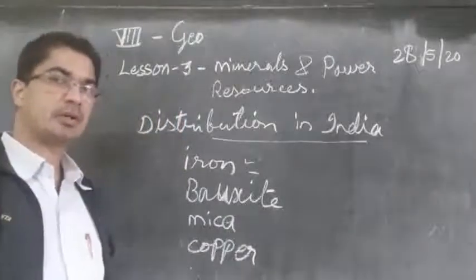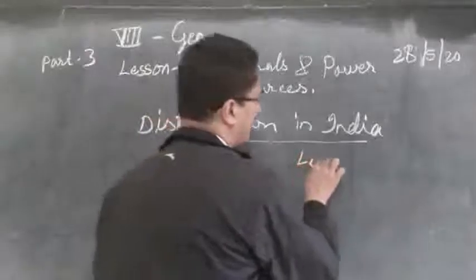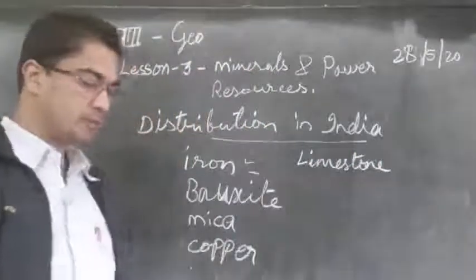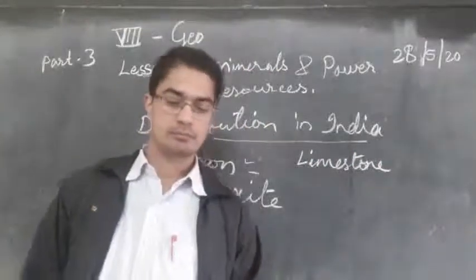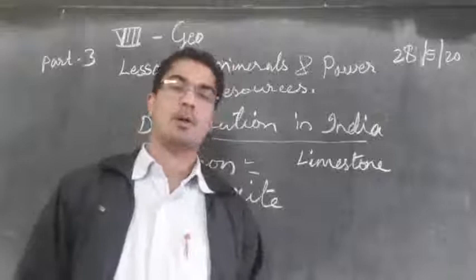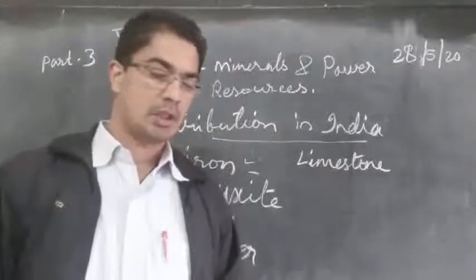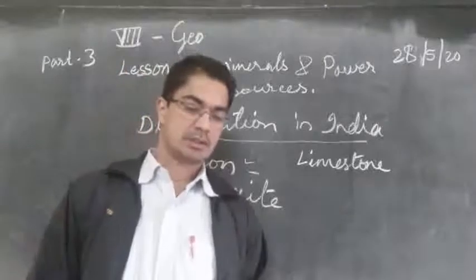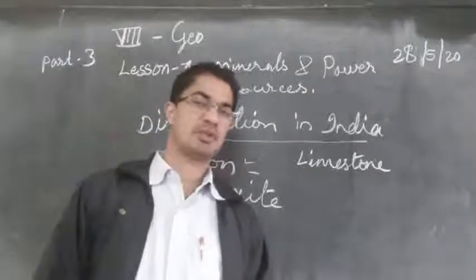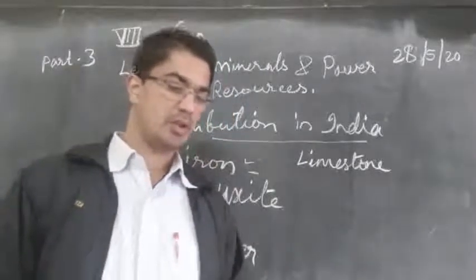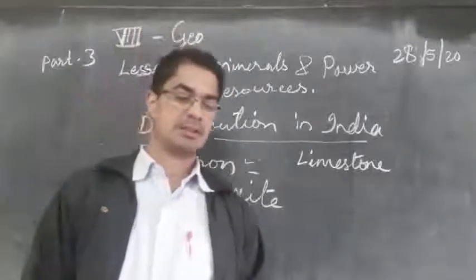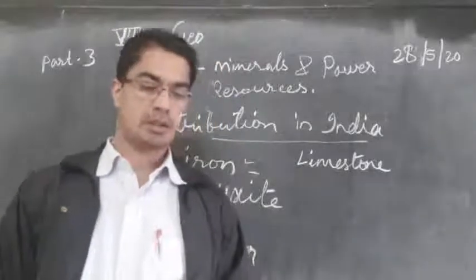Then another mineral found in India is limestone. And where is limestone found? Major limestone producing states in India are Bihar, Jharkhand, Odisha, Madhya Pradesh, Chhattisgarh, Rajasthan, Gujarat and Tamil Nadu.